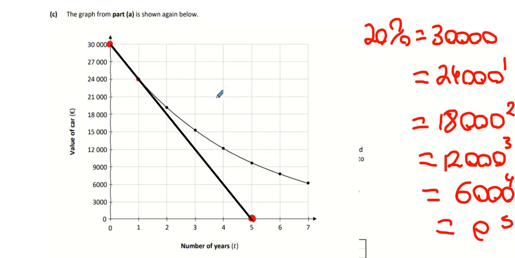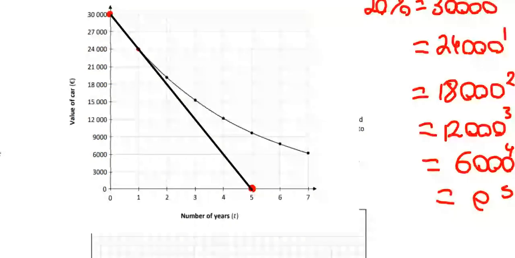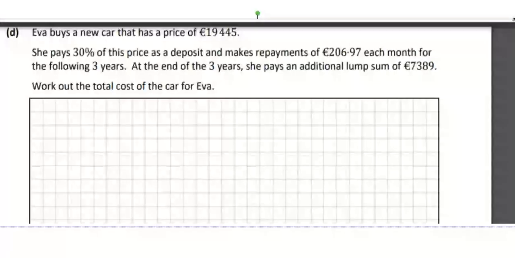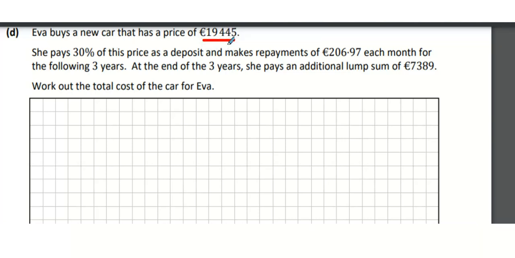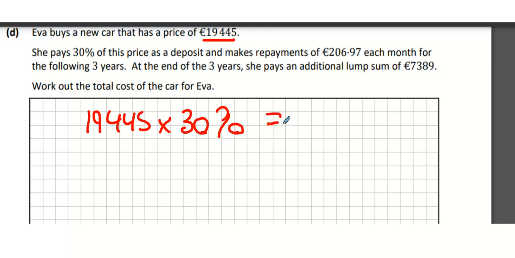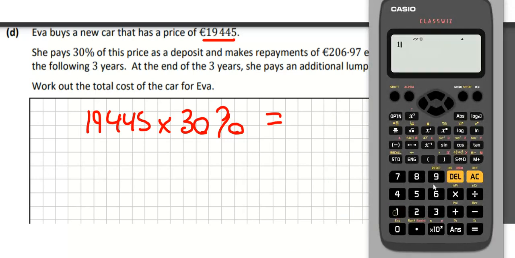Now, let's move on. Ava buys a new car that has a price of 19,445. She pays 30% of this price as a deposit. What's 30% of this? Somebody show me the number. Anybody? Okay, I'll do it.